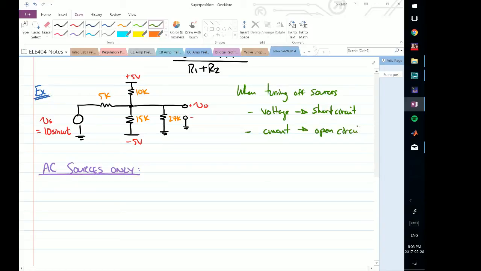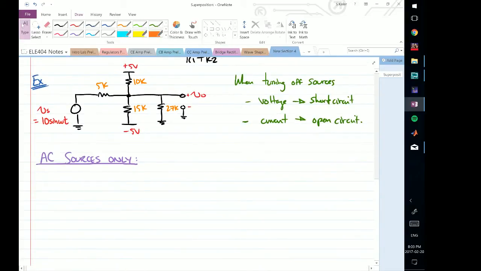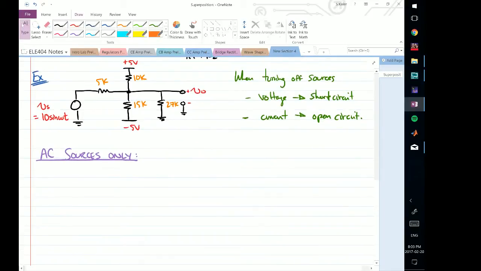Now what do I mean by that? If I have a voltage source, replace that voltage source with a short circuit, so just replace it with a wire. If I have a current source, just open that current source, so where that current source would have been, there is now a gap. This type of thing is implied whenever we're looking for superposition due to multiple sources. So if I want AC sources only, then I will short my DC sources.